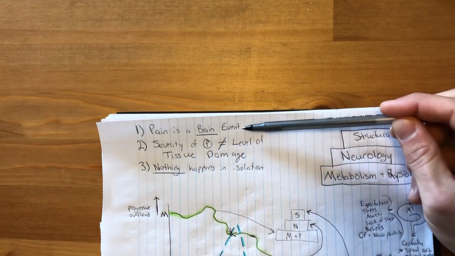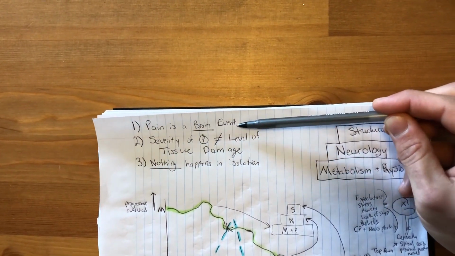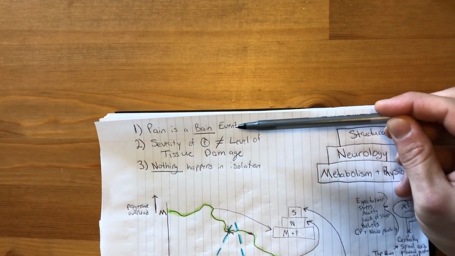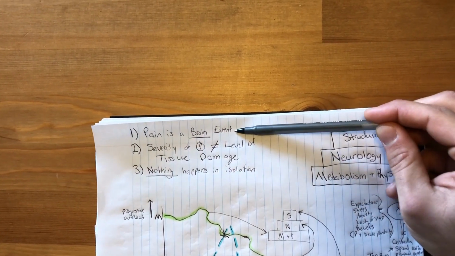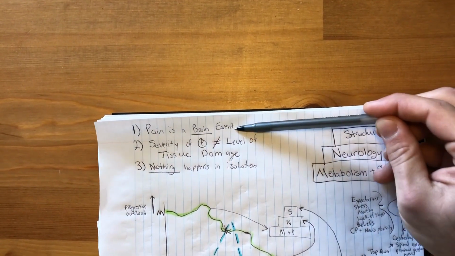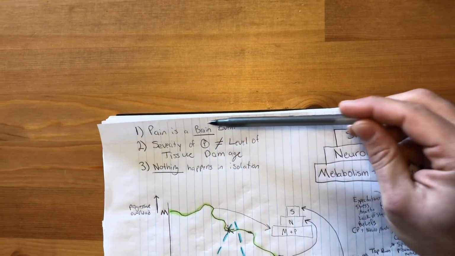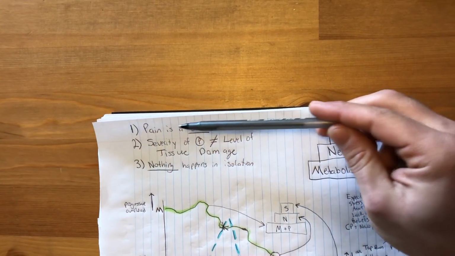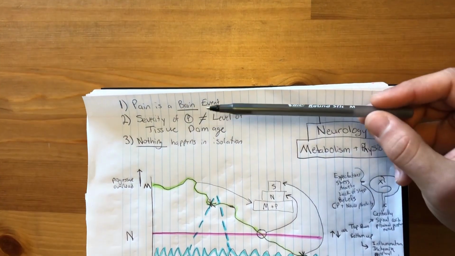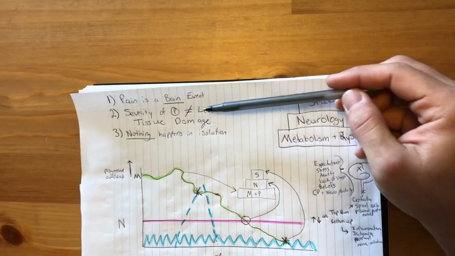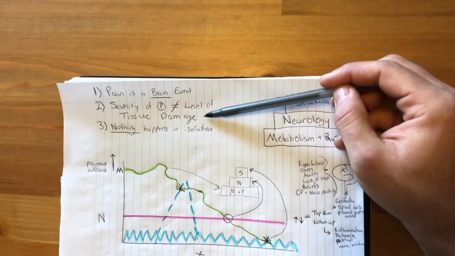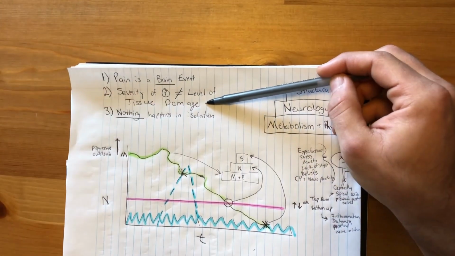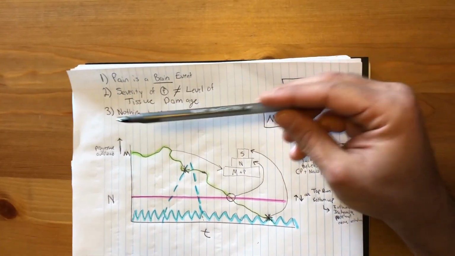Every single feeling that you have, both emotional as well as physical, is felt in the brain. And every single movement you make, everything, it occurs in the brain. So we have to remember that pain is a brain event. Number two, the severity of pain does not equal the level of tissue damage. It rarely happens, and I'll explain how that occurs and why that occurs during the talk.